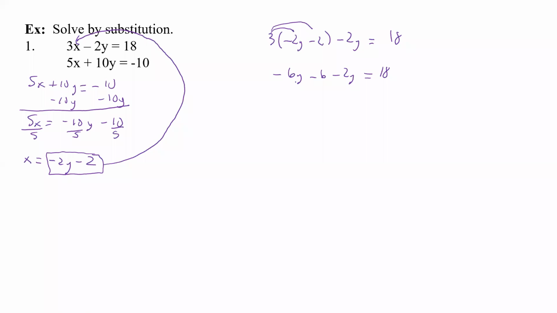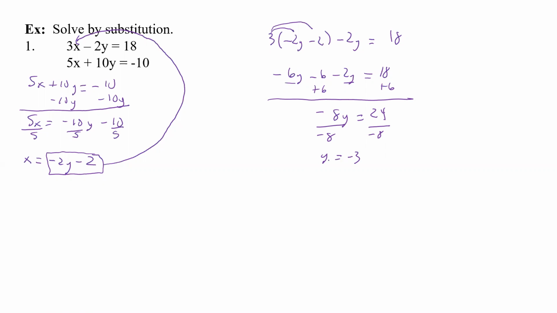Now what I have to do is combine like terms, and that means get rid of this one. So I'll add 6 to both sides. -6 minus 2 is going to be -8y equals, and here that's going to give me 24. Divide by -8, and so y is equal to -3.